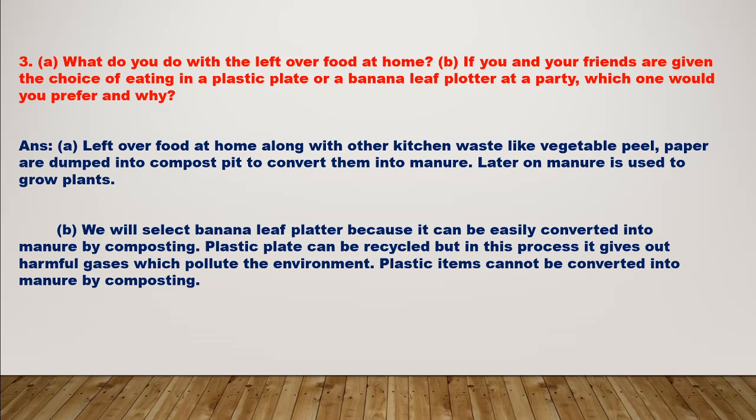Now, if you and your friends are given the choice of eating in a plastic plate or a banana leaf at a party, which one would you prefer and why? Tell me, which one would you prefer? Yes, definitely we will prefer the banana leaf. Why? Because it is easily converted to manure by composting.